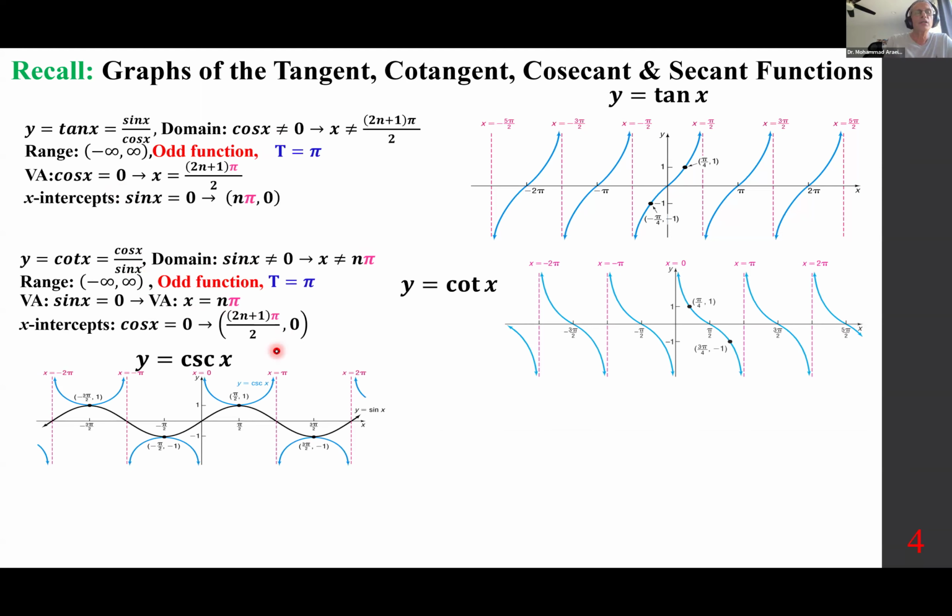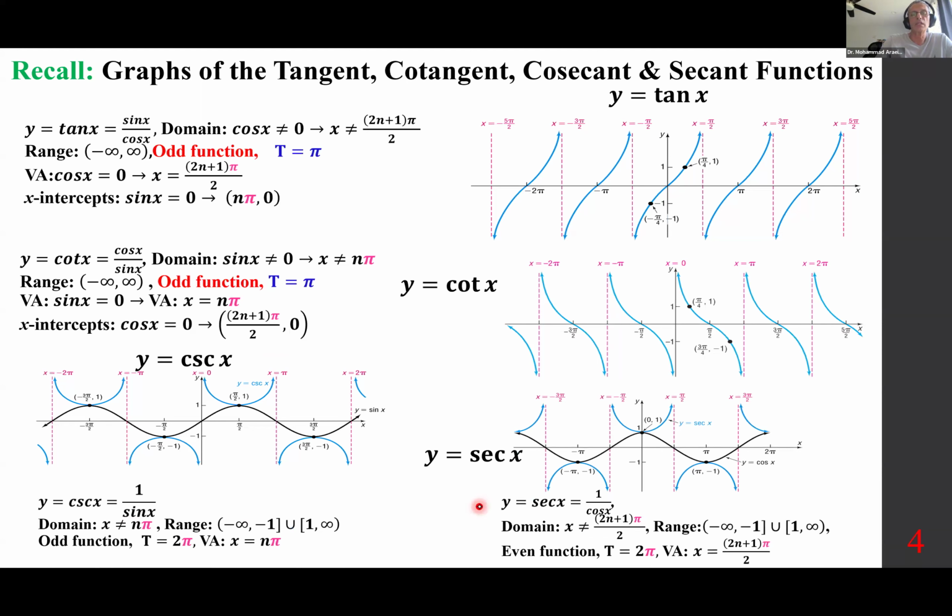And to graph cosecant, okay, you can graph the sine and then flip it over. Cosecant is 1 over sine. So x can't be n pi. Again, you can use the same methodology to figure out the domain, range, and vertical asymptotes.